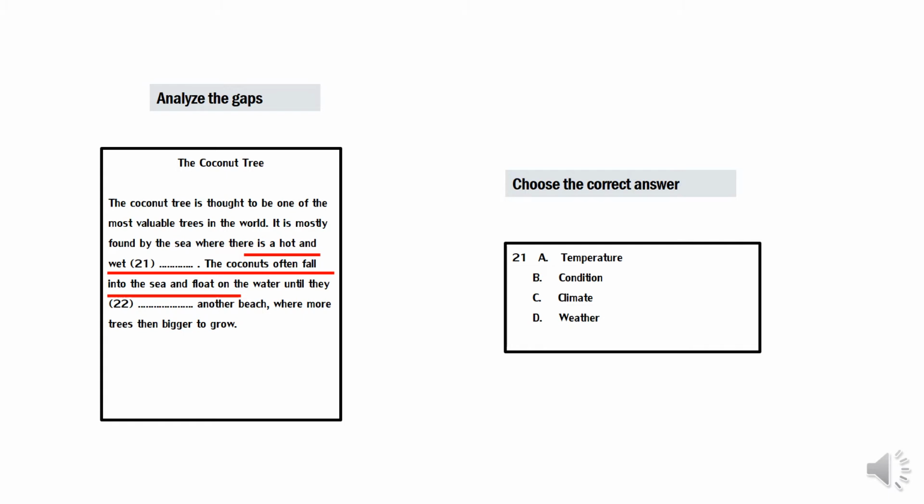It is always a good idea to eliminate one or two options that just don't work. For example, temperature is impossible because it can't be wet. Weather is also not possible because we can never say "a weather" in English as weather is an uncountable noun. That leaves us with condition or climate. The word we would use to describe the typical weather in an area is climate. So, that is the correct answer.